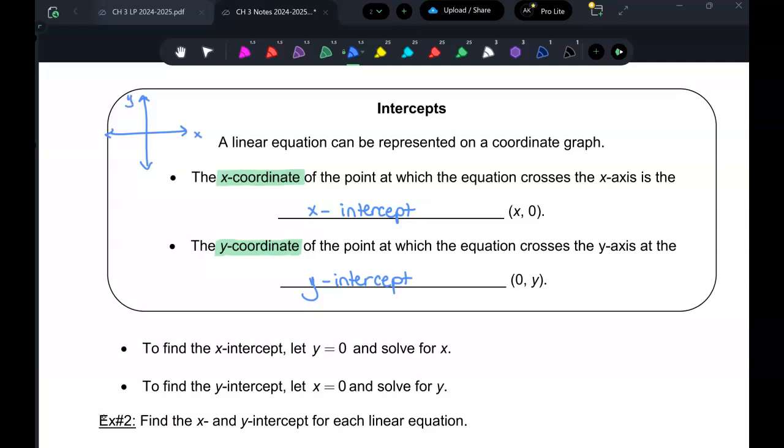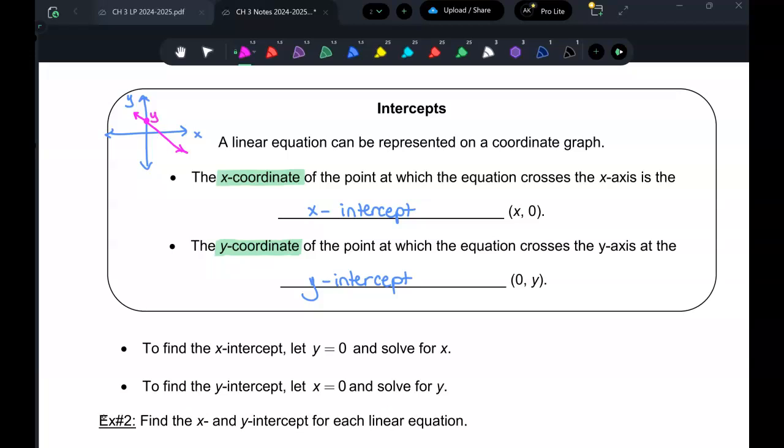Okay, so the one going sideways, left and right, that's the x-axis. And the one going up and down is the y-axis. That should look familiar. Okay, so if I draw a line, this one would be called the y-intercept.